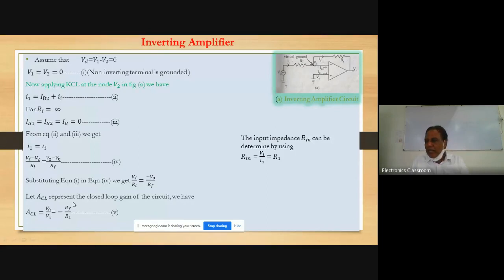What does it indicate, how can we conclude that? We can look at this equation ACL equal to minus Rf upon Ri. From this equation we can make the concluding remark that the gain is negative, but gain is never negative. Why is it negative? It is operated in the inverting mode, so the gain is negative. The minus sign indicates that the input signal Vi and the output signal Vo are 180 degree out of phase.